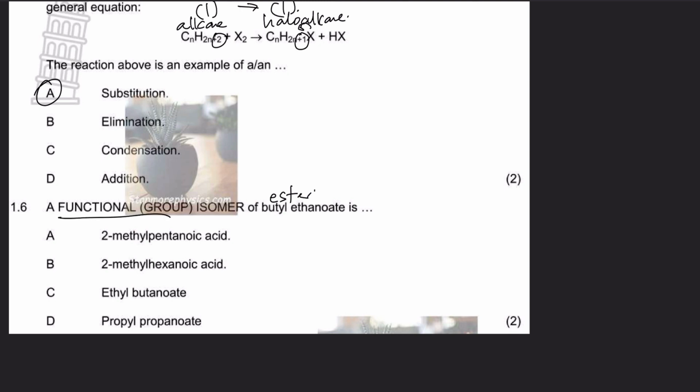Right, so the functional isomer of an ester is a carboxylic acid. So we need to check which one is a carboxylic acid. A and B are carboxylic acids, so C and D are out. But now we need to check from A and B which one is going to be the most correct: 2-methyl pentanoic acid or 2-methyl hexanoic acid.